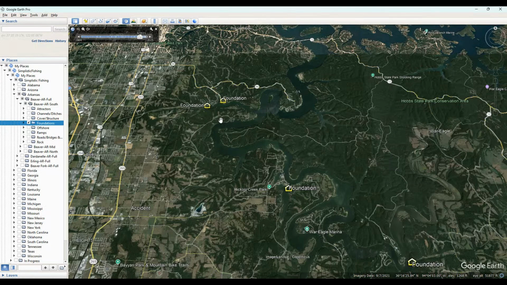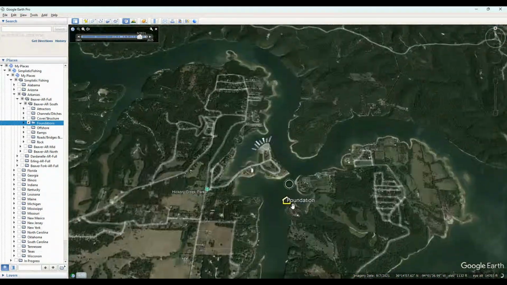So they're used to all this rock pretty much everywhere, all over the place. And all of a sudden you come to this foundation, it's providing shade, it's providing areas for them to be able to attack bait fish, things like that. And of course it's a hard spot, so that helps out as well. So these foundations can be key areas to go find fish.